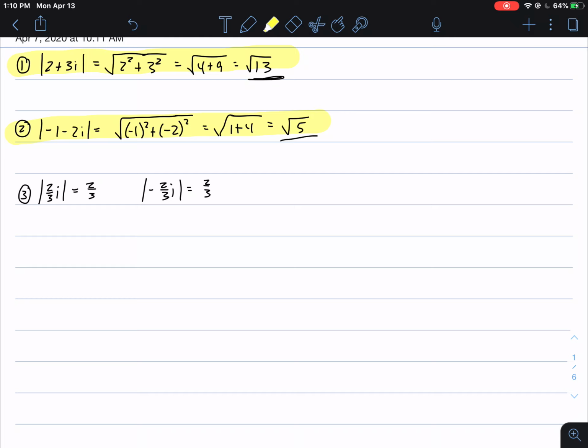So if you take, for example, look at number 3, I've got the absolute value of 2/3 i. Now remember, that's a purely imaginary number. So that's going to be a number that's on the imaginary axis, a distance of 2/3 units from the origin. And whether it's a positive 2/3 or a negative 2/3 i is irrelevant. It's still 2/3 either in the positive direction or 2/3 in the negative direction, just like 3 and negative 3 have the same absolute value, right?